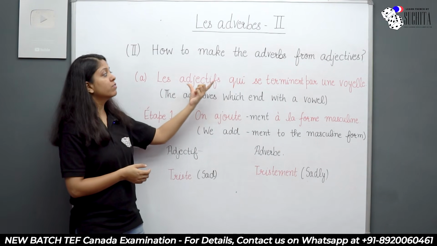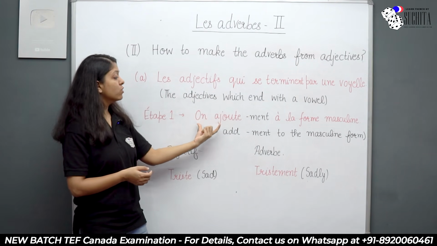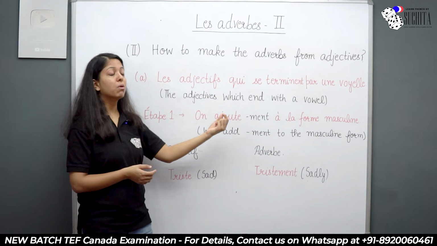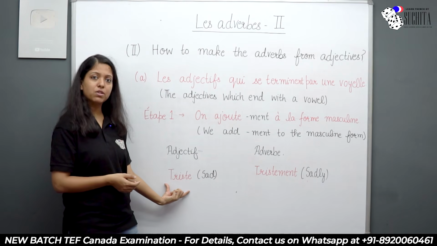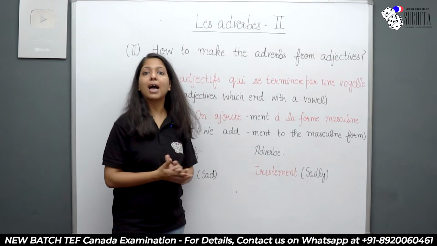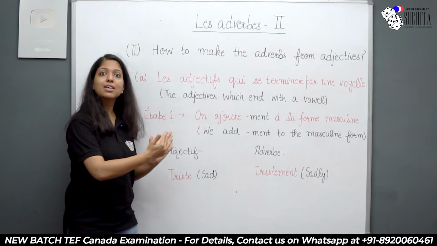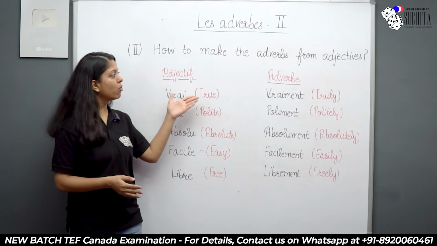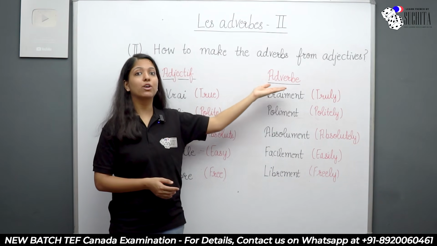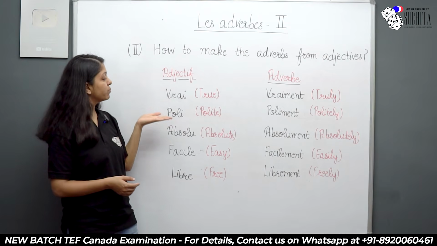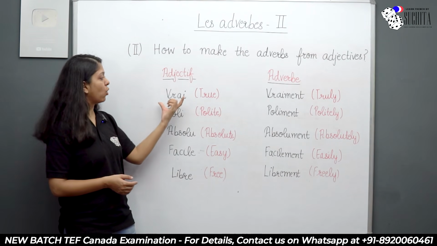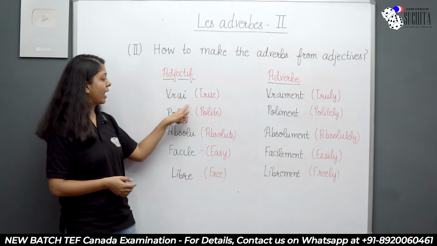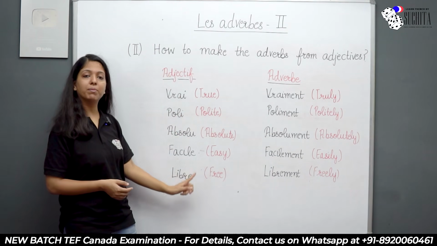So that means the adjectives which end with a vowel, in that case you simply add ment to the masculine form. On ajoute ment à la forme masculine. Whatever the adjective is, you're going to write it as it is and then add ment to it. So triste, tristement, sad, sadly. Now here I have written some more examples wherein I am forming the adverbs from the adjectives. In all the examples, if you see, adjectives are ending with the vowels: I, U, E, E. All of them are vowels.